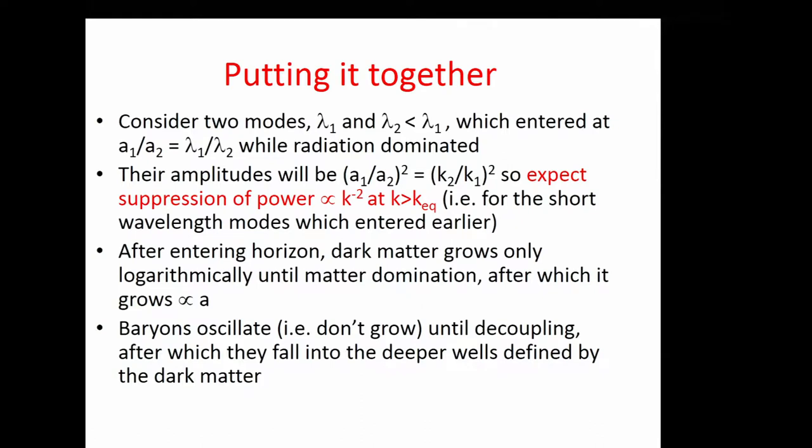So if you have two modes which entered at two different times, with wavelengths lambda 1 and lambda 2, where 2 is the shorter mode, suppose that they entered during radiation domination. Remember they're being stretched, so the expansion factor is telling you how the wavelength evolves. Then their amplitudes will be this thing squared, because A is T squared, essentially. So this is the square, which is the K squared, okay? That means we expect that the smaller wavelength modes, the larger Ks, have been suppressed for a longer time by more expansion factors than the longer wavelength ones.